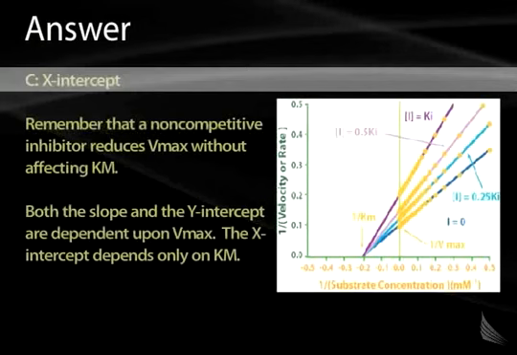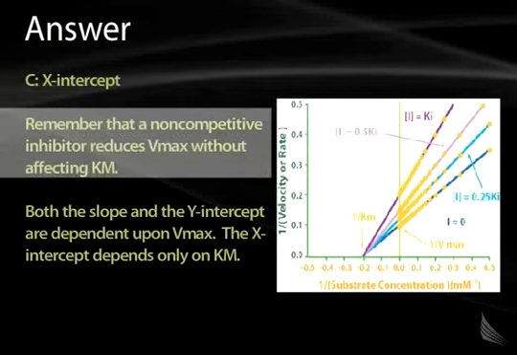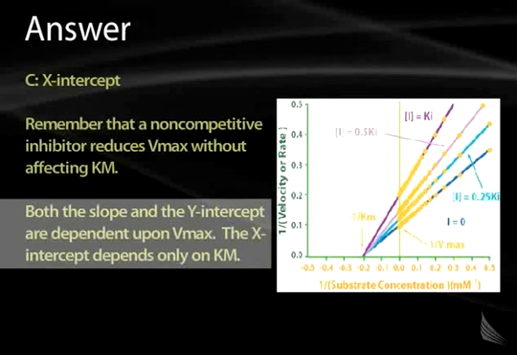The answer is C, x-intercept. Now, we didn't talk about this before, but the x-intercept is defined as minus 1 divided by the Km. Remember that when you have a non-competitive inhibitor, you reduce the Vmax without affecting the Km. So in a non-competitive inhibitor, you're going to affect the slope, which is defined as Km over Vmax, and the y-intercept, which is defined as 1 over Vmax. The x-intercept depends only upon the Km, and because the Km doesn't change, then the x-intercept doesn't change. And that's illustrated nicely in the Lineweaver-Burke plots to the right.